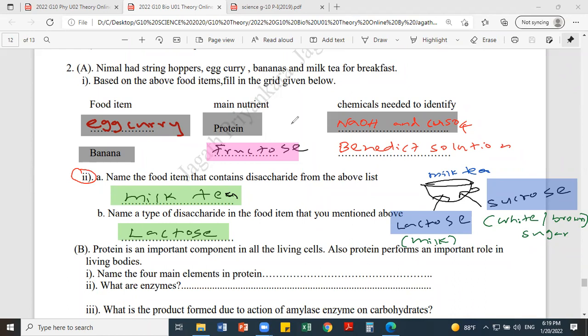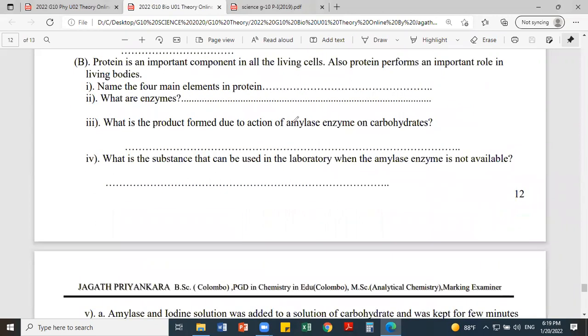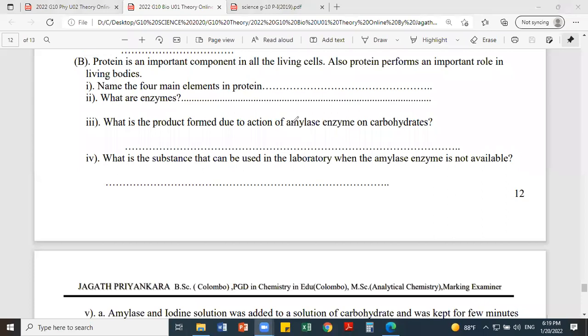Part B. Protein is an important component in all living cells. Protein performs important roles in living bodies. Name the four main elements present in protein. Okay, very simple question, B1. Yes, any volunteers?